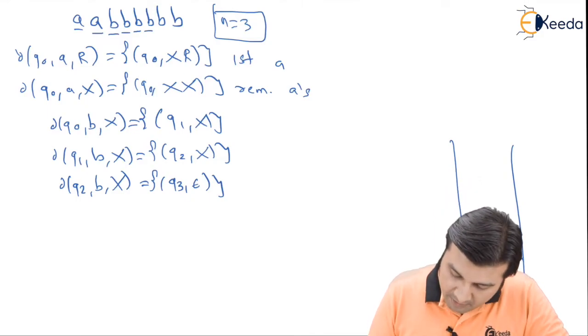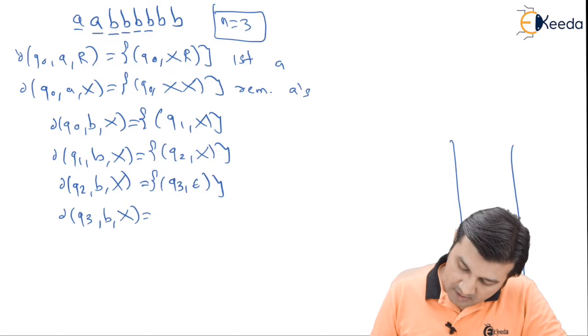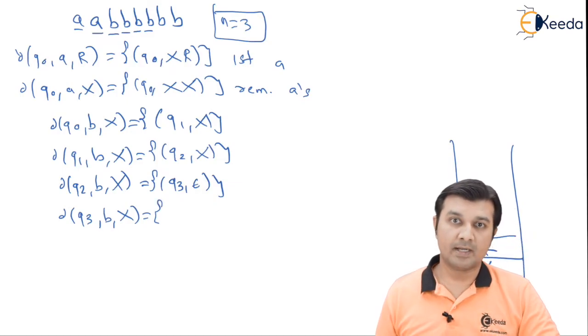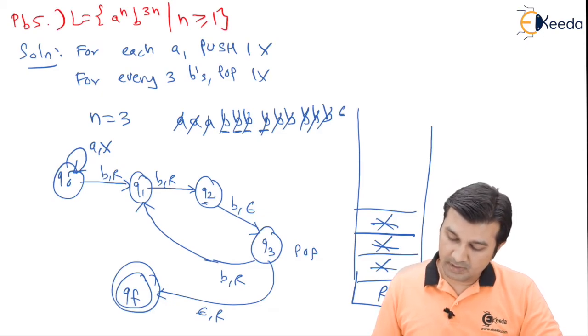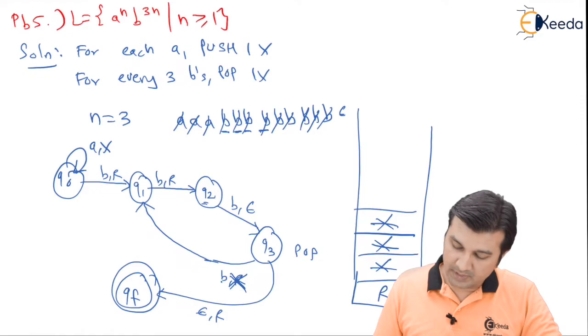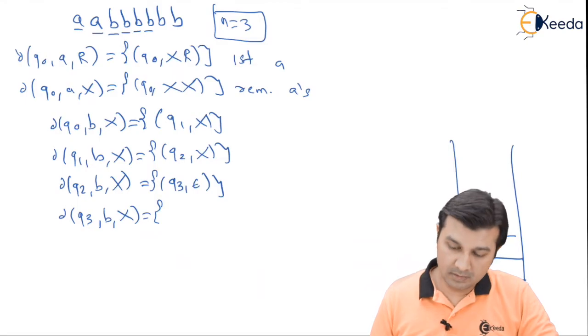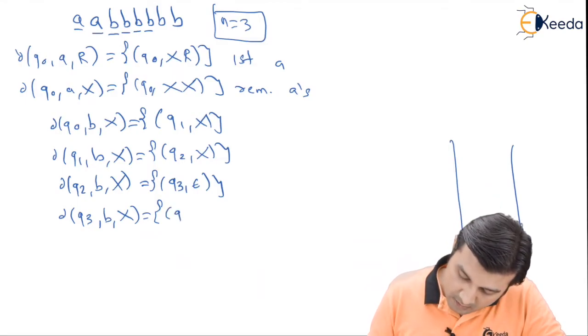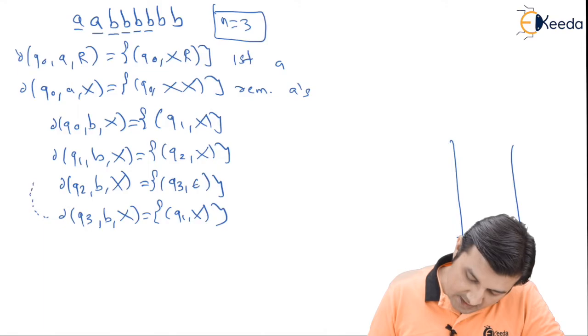Next time I receive a B. So I'm in state Q3. I receive a B and the stack top is still X. Now remember the diagram. Q3 on receiving B when the stack top is X, not R of course, goes to Q1. So we write over here, it goes to Q1 and does not touch anything on the stack. So precisely this is a transition from here to this state.